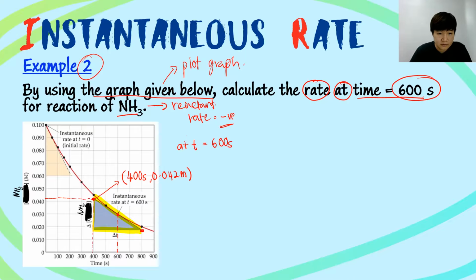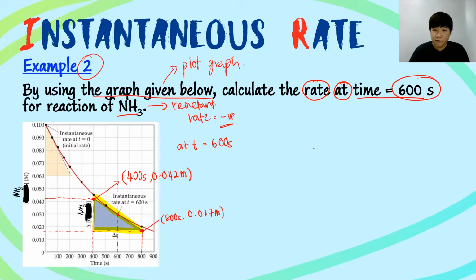Over here, the time is 800 seconds. Okay, the concentration, guys, long way to extrapolate. Extrapolate by using your ruler. It is 0.017 molar. So you have your 2 points over this tangent.